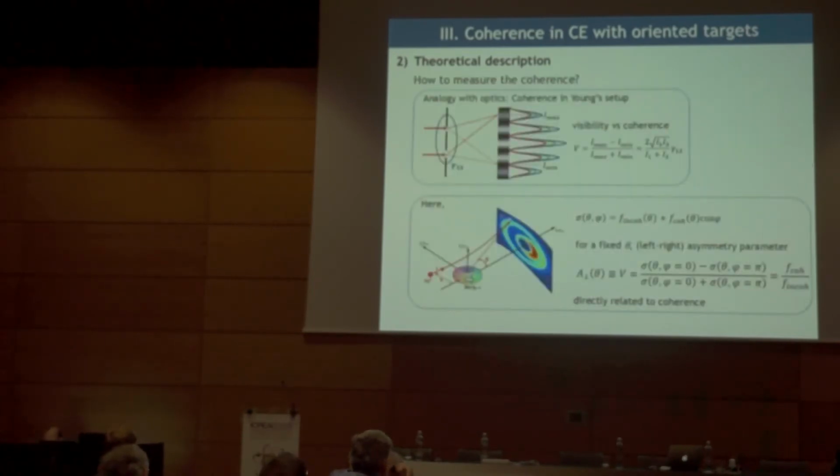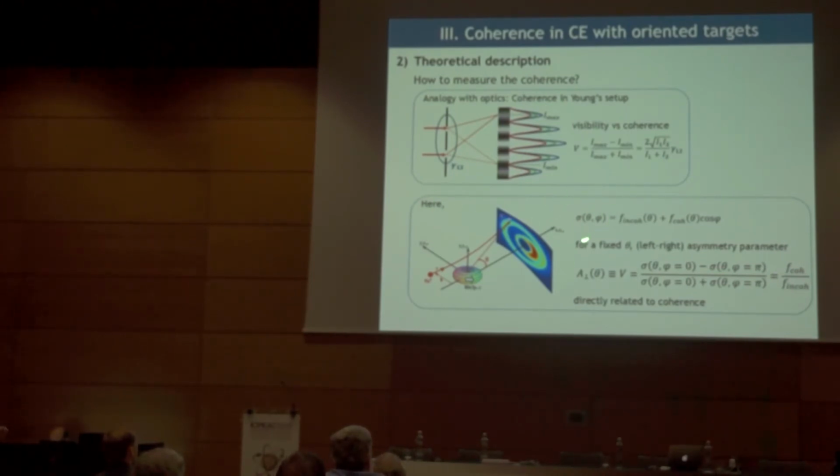So now let's see how to measure the coherence because this is the aim of our study. So here the analogy with usual optics is very useful. We know that with a Young setup, we can measure the coherence of the two slits by measuring the visibility or contrast of the fringes. So here we do the same.